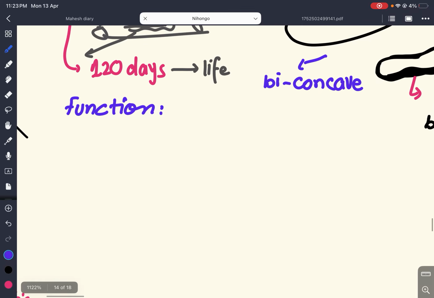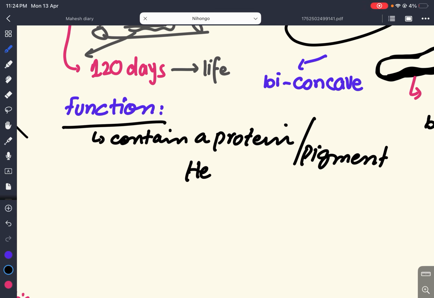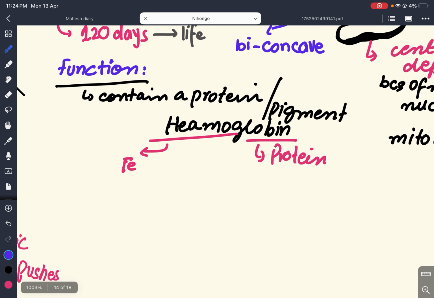So the function of the red blood cells is actually that it contains a protein, and you can say it contains a pigment. ये बस एक पिगमेंट होता है जिसका नाम होता है हीमोग्लोबिन. अब let's just break this down. Hemo actually comes from iron, Fe, and globin का मतलब होता है प्रोटीन. So it is a protein made with iron, and it is a pigment, and the color of this pigment is red.